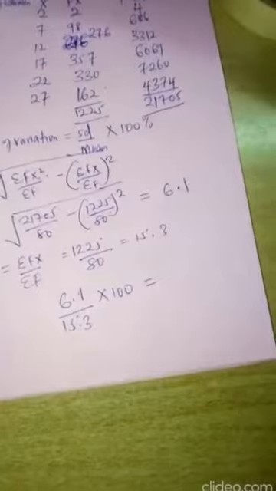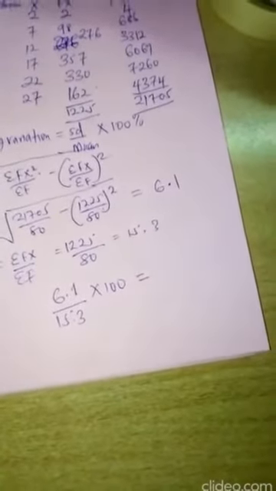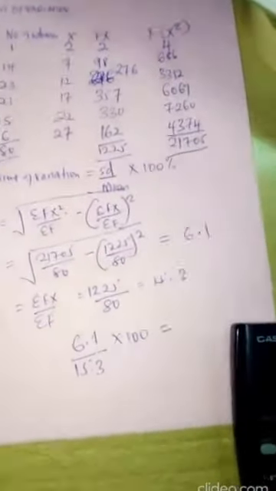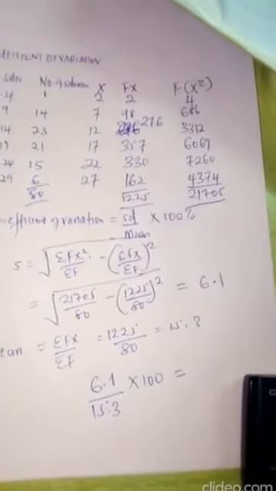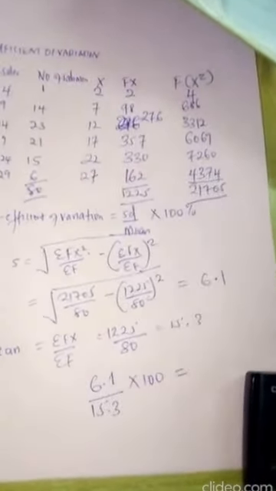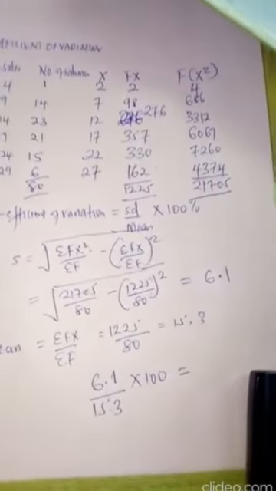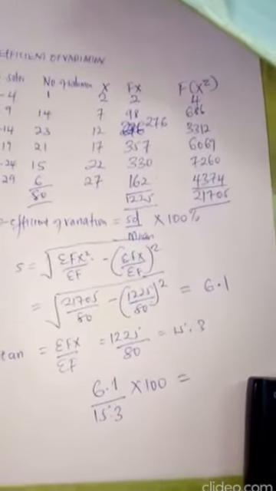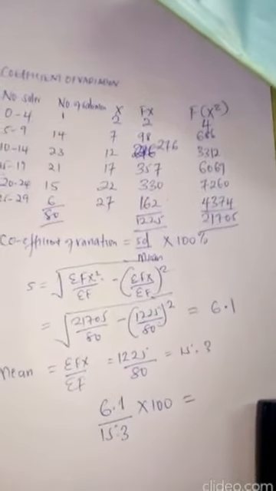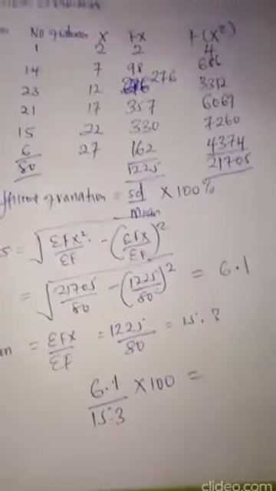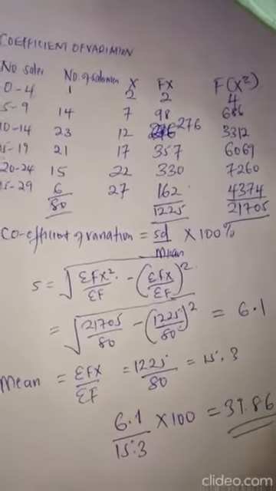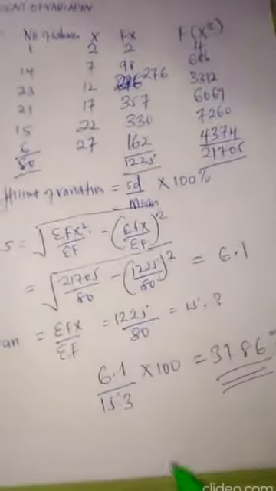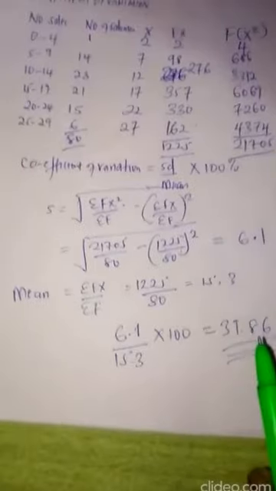So that is basically how you go about it. You just use your calculator: 6.1 divided by 15.3, and then you multiply by 100. It gives you 39.86. 39.86% is your answer. So that is how you go about the coefficient of variation.